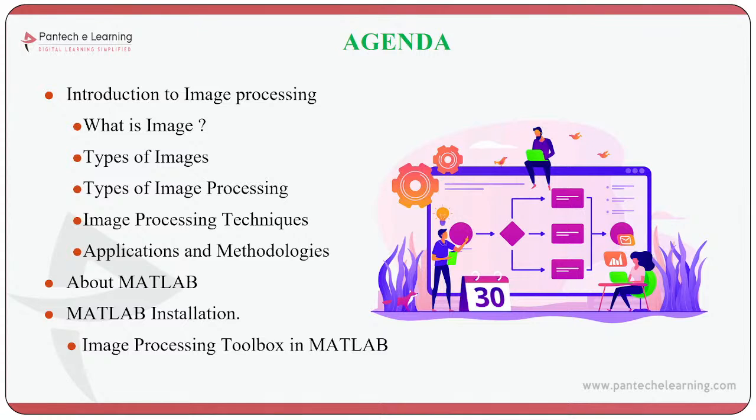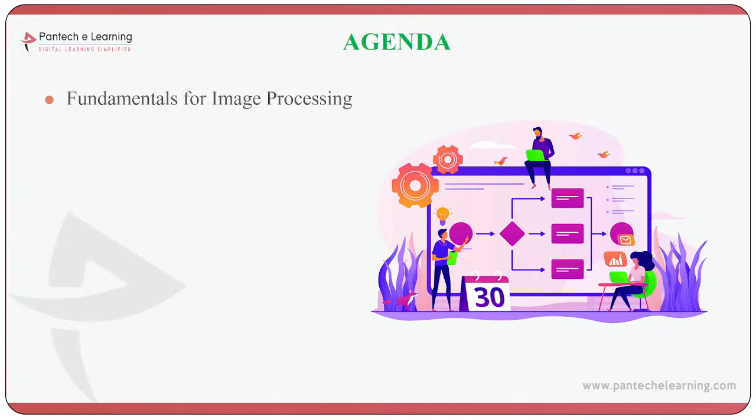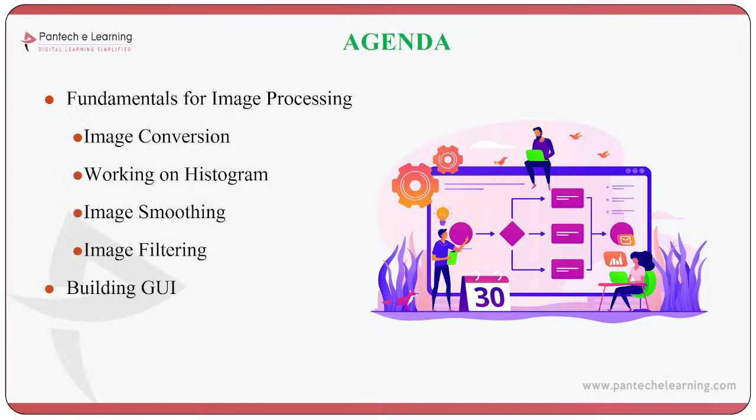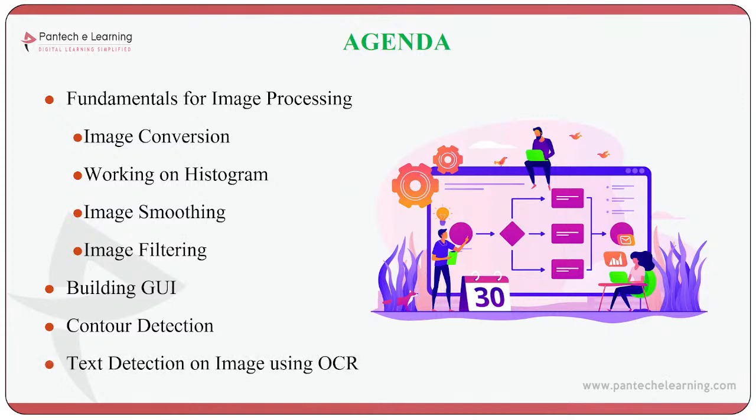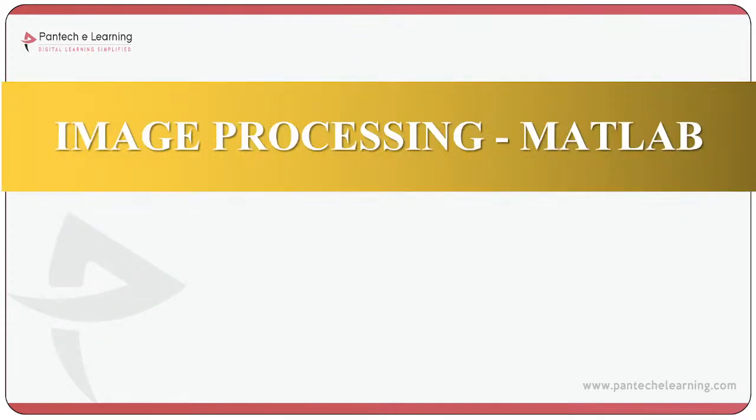Then the Image Processing Toolbox in MATLAB. What are the toolboxes we are going to use in MATLAB and MATLAB Simulink? Then we are going to see the fundamentals of image processing, like image conversion, working on histograms, image smoothing, image filtering, and building a graphical user interface. And contour detection, and text detection on an image using OCR. So, image processing in MATLAB.